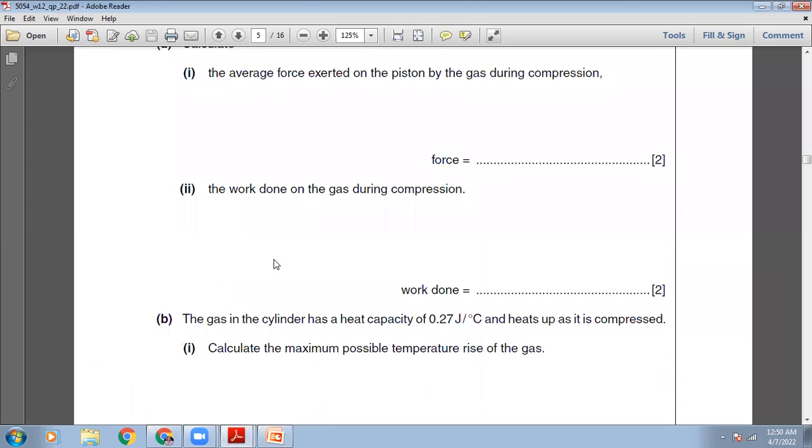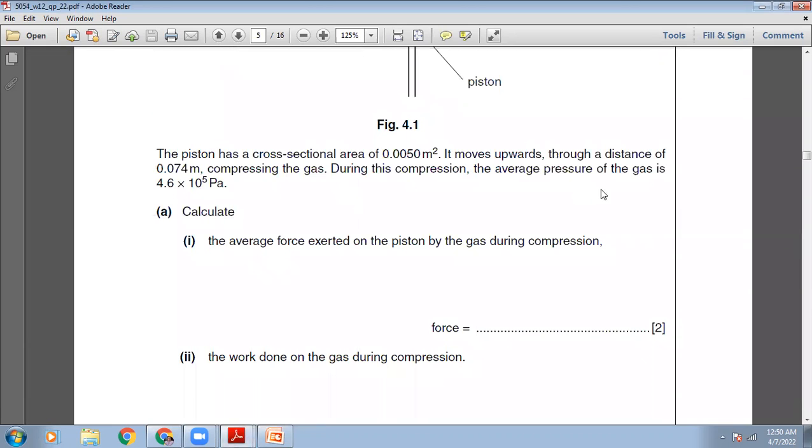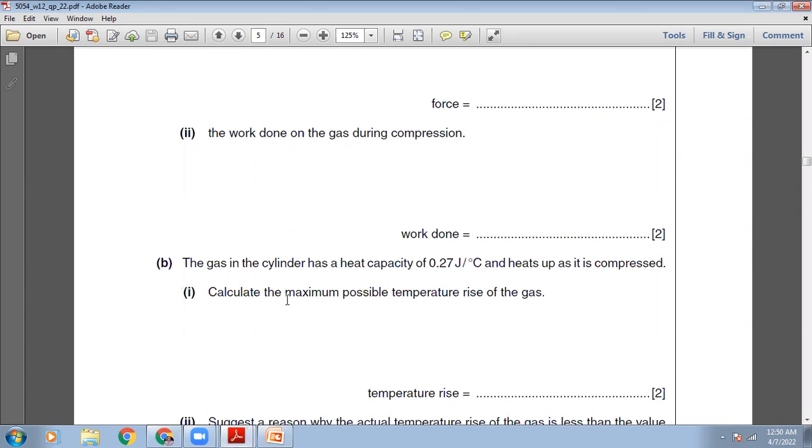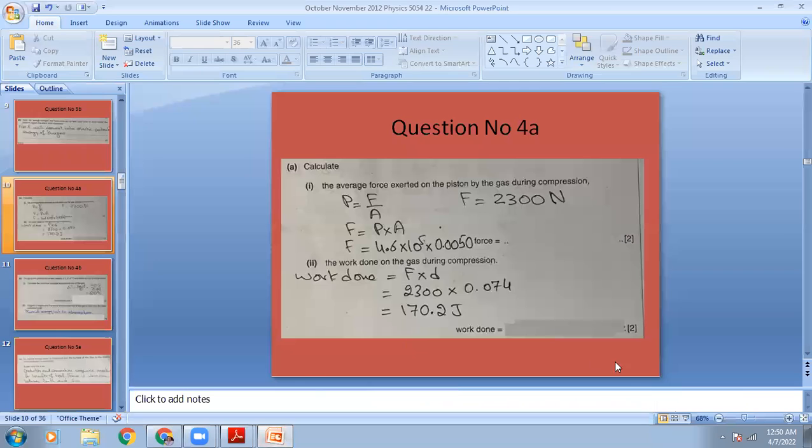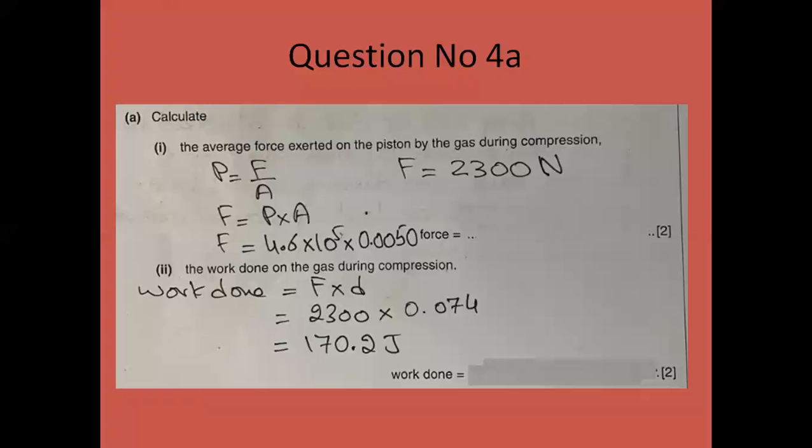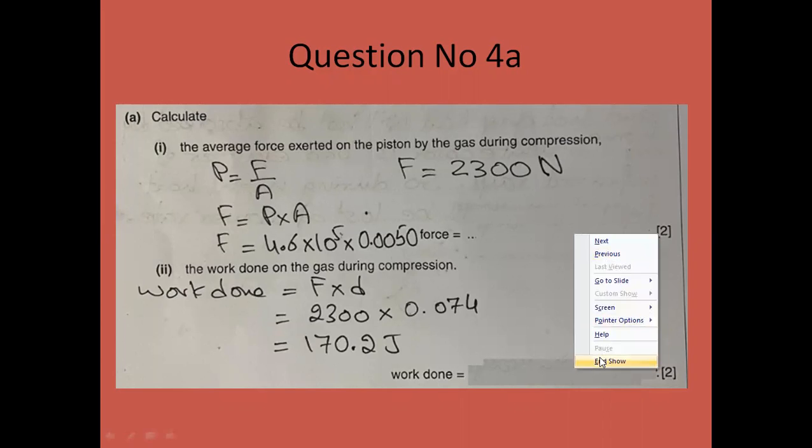He says calculate the work done on the gas during the compression. We know the distance moved by the piston, and now we also know the force exerted on the piston. So very easily we can calculate the work done. The formula for the work done is the force multiplied by the distance moved in the direction of the force, and that will be 2300 Newton multiplied by 0.074 meter. So 170.2 joules. 170.2 joules will be the work done.